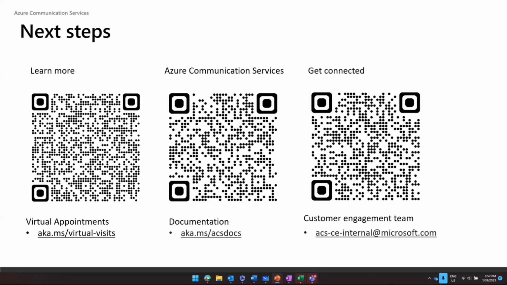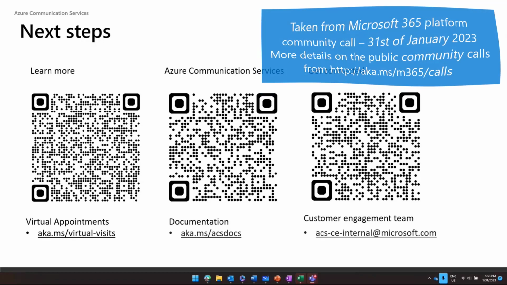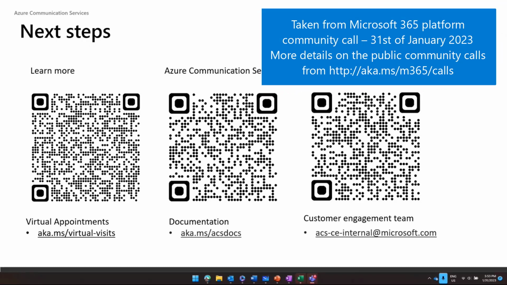But next steps. Okay, Tomas. So if you want, there are 3 QR codes or 3 links. If you want to follow up on your own, I can also share it in the chat. The first one is about virtual appointments. This is the scenario we just discussed, where you can join Teams meetings with the customers. Then we have documentation if you want to dig deeper into what we provide. And the last one is if you want to get support from our customer engagement team, this is the right email to use. We can start the conversation today if you want.